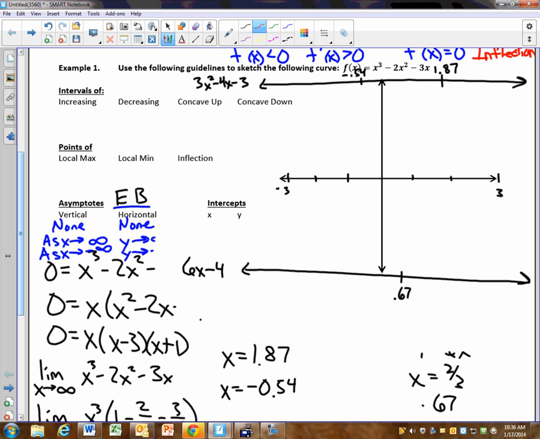Let's do some interval testing here. What number less than negative 0.54 would you like to plug in? Negative 1. Negative 1 squared is 1 times 3 is 3. Plus 4 is 7 minus 3. So will that be positive or negative? Positive. What number between negative 0.54 and 1.87 would you like to plug in? If we plug in 2, we get 4. 12 minus 8 is 4 minus 3 is 1. So that's positive as well.